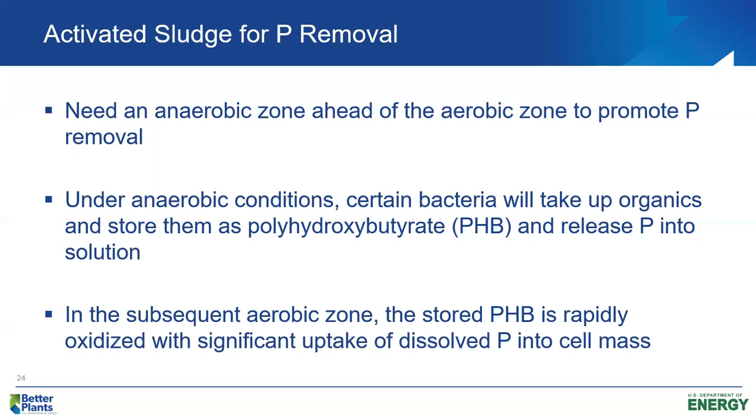Now that sounds counterintuitive. We're going to actually increase the dissolved phosphorus concentration in the anaerobic reactor. In the raw municipal wastewater, we may have 7 milligrams per liter of phosphorus. In the anaerobic reactor, we would typically expect 30 to 50 milligrams per liter of dissolved phosphorus in the wastewater. But that's okay. We're going to remove it when we get to that aerobic reactor.